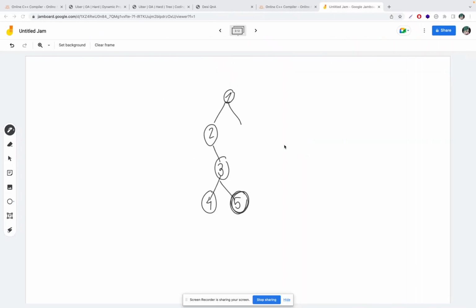Hello, guys. So this is a different session, a very important session where we are going to solve a very hard problem, which is based on trees, dynamic programming, and maths, all three at the same time. And it was asked in Uber OA recently.